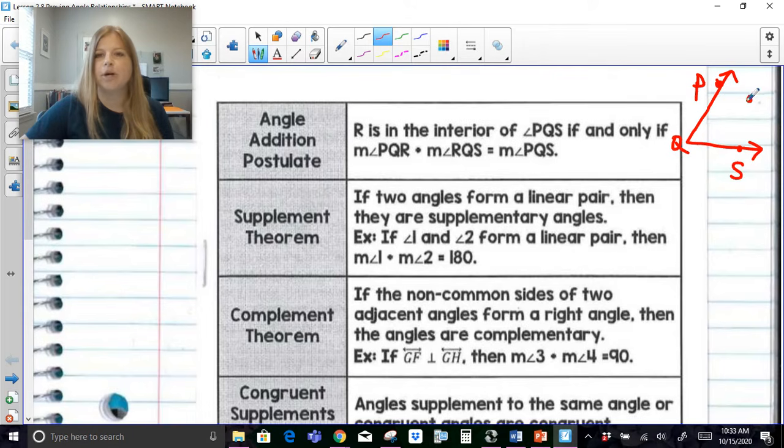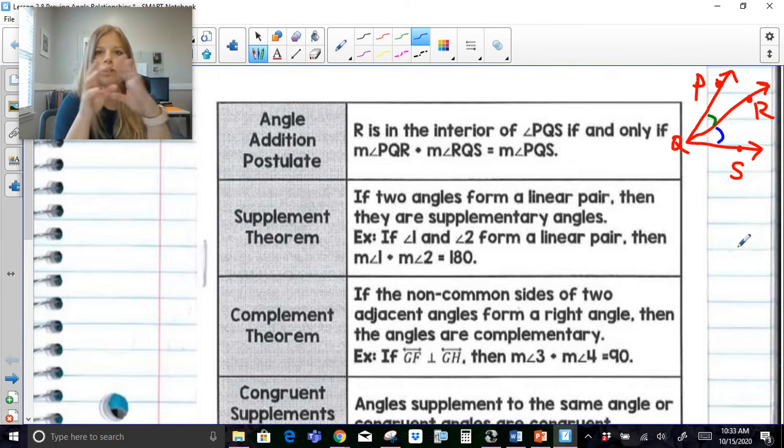And so if R is somewhere in the interior of angle PQS, then the measure of PQR, so the measure of this first angle, plus the measure of RQS would be equal to the entire angle of PQS. We needed the segment addition postulate a lot to talk about the two parts equaling the whole. The same thing is true for angles. Two angles within a bigger angle should add up to the measure of the biggest angle.